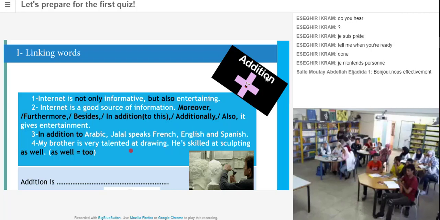So I'm giving here two ideas about this person who is my brother. I'm adding the fact that he is good at sculpting to the fact that he is good at drawing. So I can use here as well or to. Just one remark concerning as well is that you should use it at the end of the sentence. Okay, so look at the sentence again. My brother is very talented at drawing. He's skilled at sculpting as well. So are these expressions clear to you, or do you need me to explain another time?